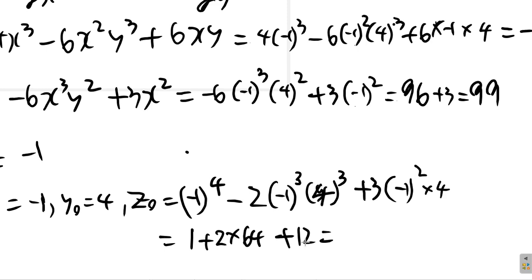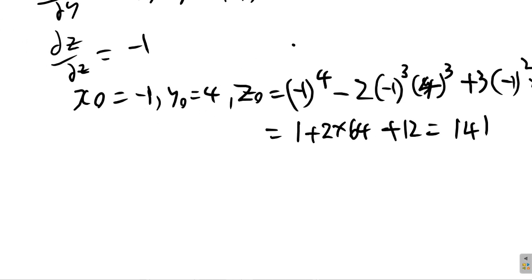Alright, so when we find our z naught, let's put all of that together. 2 times 64 is what? 64 by 2 is 128 plus 1, that's 129. So 129 plus 12 gives us 141. That's 141.